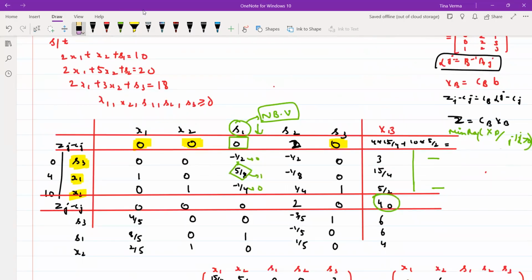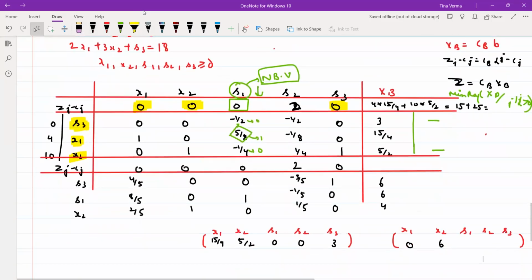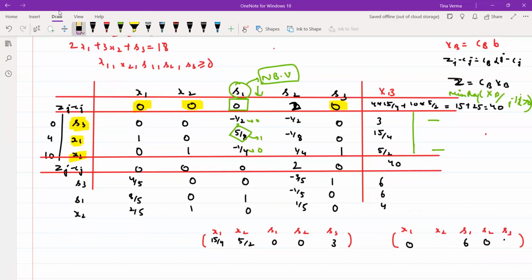this is not 40 actually. You can calculate, the 4 will be cancelled and this will be 5 into 5, 25, and this is 40, right? So this is 0, S1 we got 6, S2 we got 0, and S3 we got here as 6. X2 we actually got 4. This is the quantity, this is 4, and this is 6 and 6. Now these are two optimal solutions, corresponding to which my Z value is 40. I have told you that when more than one optimal solution exists, there can be infinitely many optimal solutions.